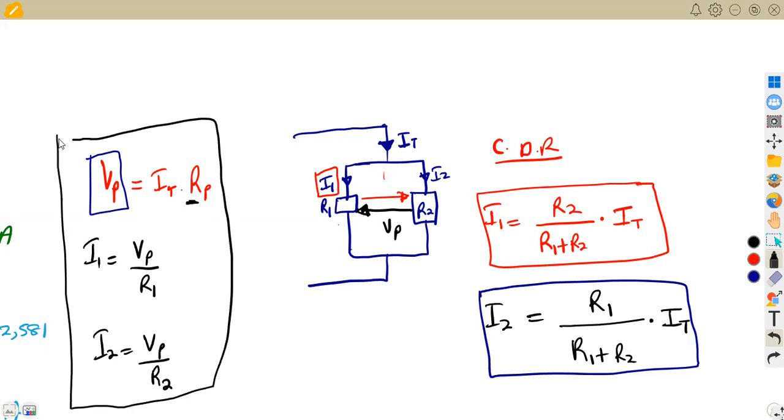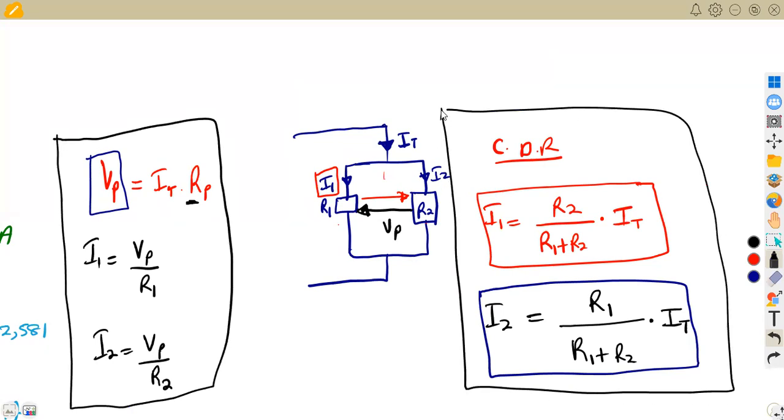So these are the most important combinations: the application of the current divider rule, and the normal way of calculating from your understanding that the voltage in parallel is the same. So let's revise as much as we can. We still have a lot to learn and a lot to work on so that we prepare for our exams, which are ahead of time.